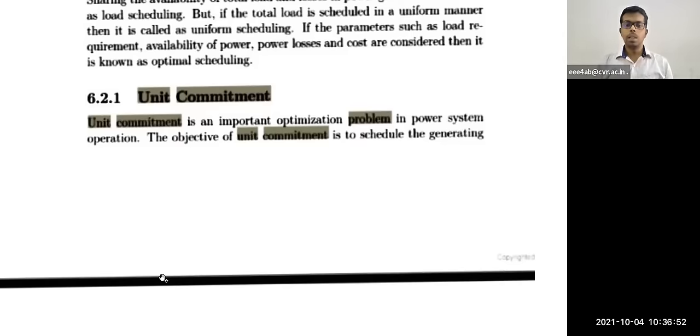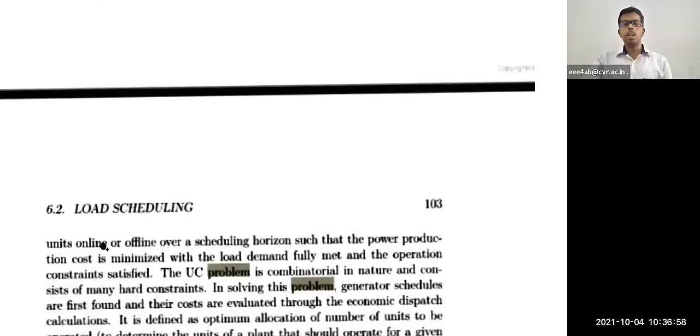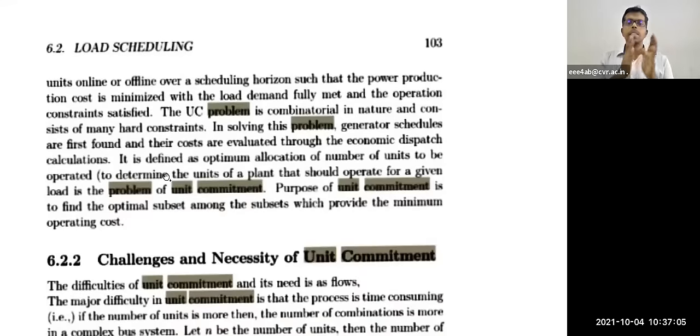So what is the main objective of the unit commitment problem? It is to schedule the generating units online or offline over a scheduling horizon. Scheduling horizon means a period of time, say for example 24 hours, such that the power production cost is minimized, with the load demand fully met, and the operation conditions satisfied.